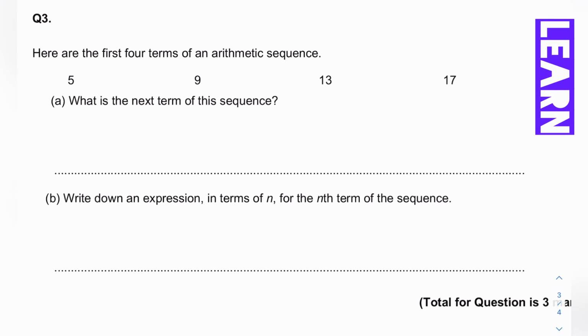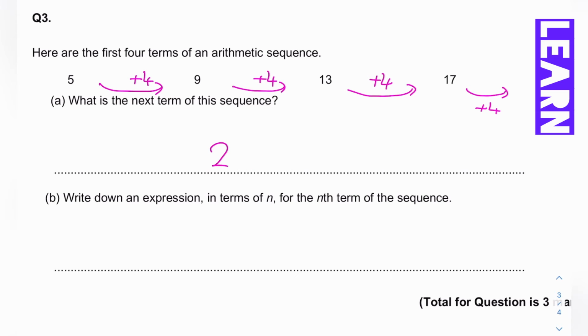Okay, so having a look at question 3. It asks you for the next term in the sequence. So again, we can spot we are adding 4 each time. So therefore our next term would be 21.